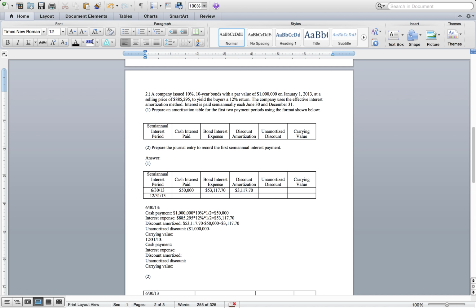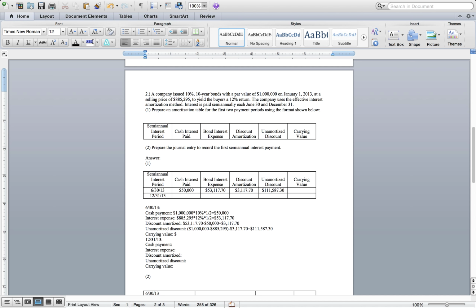Okay, subtract how much you sold it for, which is $885,295. Except you also want to subtract out how much you amortize, which is the $3,117.70. Okay. So altogether, this will equal $111,587.30. Back up here, so this will be $111,587.30. The last part is, what is the carrying value?